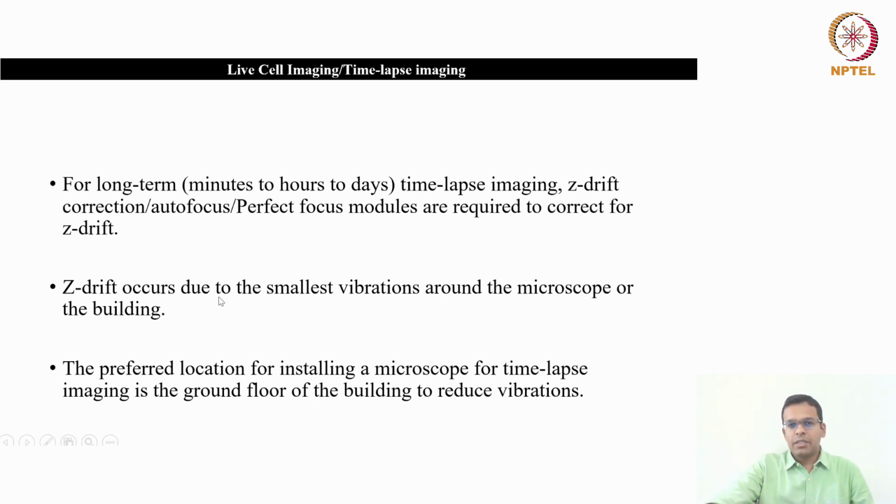The Z drift occurs due to the smallest vibration around the microscope or the building. That's why the preferred location for installing a microscope for time-lapse imaging is the ground floor of the building, to reduce the vibration. If you put your microscope on the 10th floor of the building, vibrations will be more, and it will lead to frequent defocusing of your sample. But if the microscope is installed on the ground floor or maybe in the basement, then the building vibrations will be less, so the Z drift correction problems will be reduced.